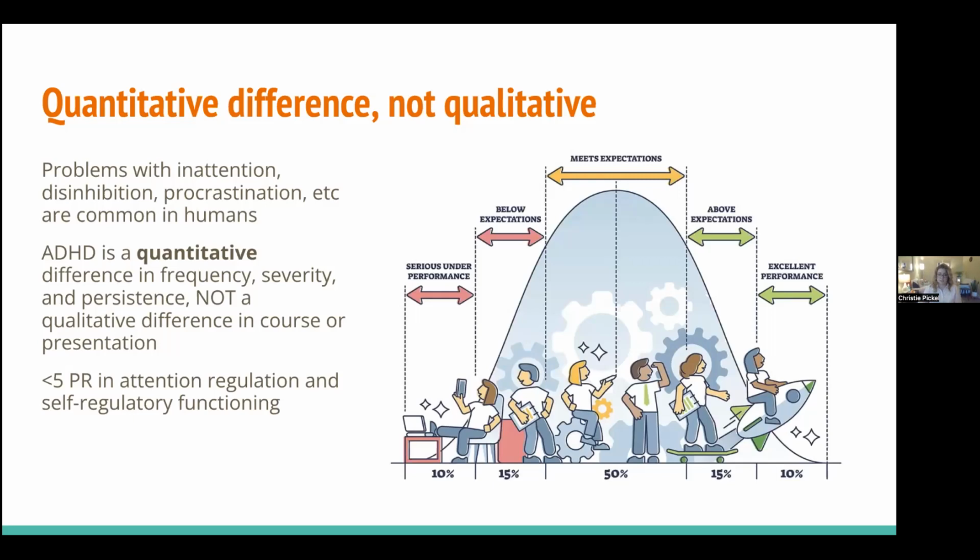So we said earlier, ADHD has a 4 to 5% prevalence. So we should expect that adults with ADHD are in that 5th percentile in terms of attention regulation and self-regulatory functioning. They should be really struggling, and it should be causing some impairments.